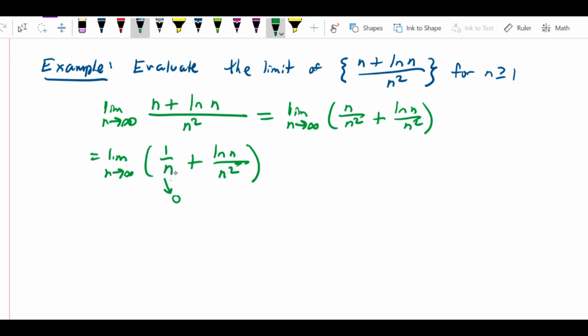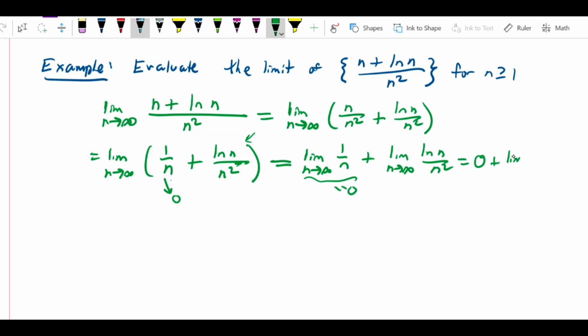In other words, as n grows to infinity, 1 over n is just 1 over infinity, and that's going to be 0. This limit here, on the other hand, the natural log function grows to infinity, and so does n squared. So what we have here is an infinity over infinity type limit. So using the laws of limits, this is going to be the limit as n approaches infinity of 1 over n plus the limit as n approaches infinity of ln n over n squared. Since this is just equal to 0, that's going to be 0 plus the limit as n approaches infinity of ln n over n squared.